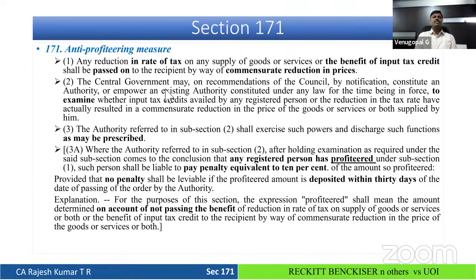There were no guidelines issued by NAA. So that was the discussion point. Now, the words in Section 171, where you are asked to commensurately reduce the prices so that there is no profiteering.